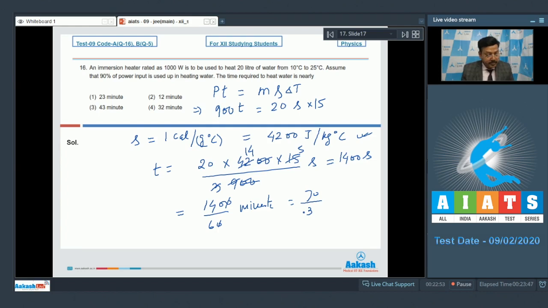And among the options, well, 23 minutes is one of the options. This is slightly more than 23 minutes. In fact, it is 23 and 1 by 3 minutes, but the closest option is 23 minutes. So we'll take option 1 as the correct one. So option 1 is correct for question 16. Let's now go to the next question.